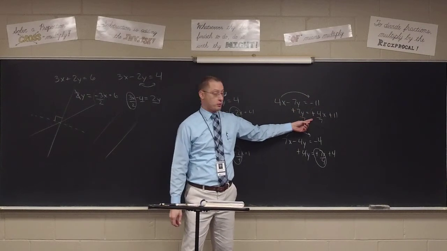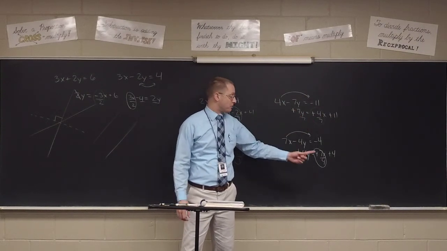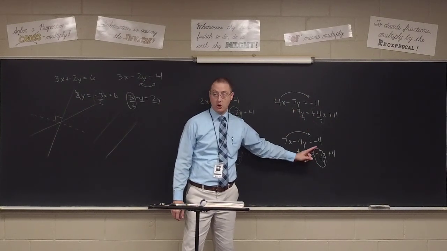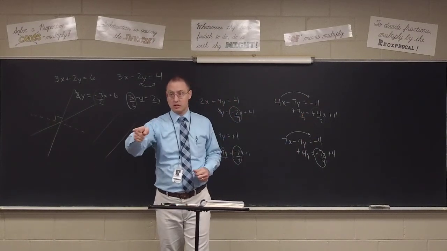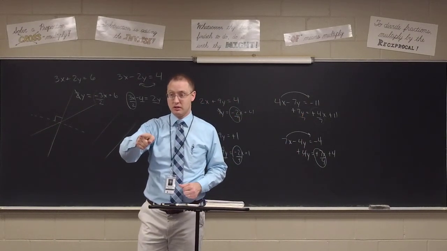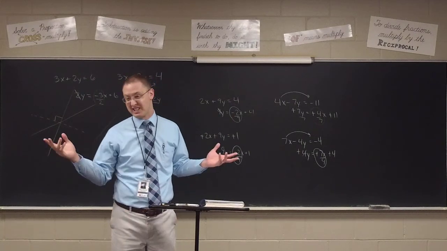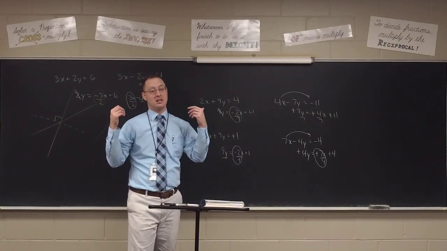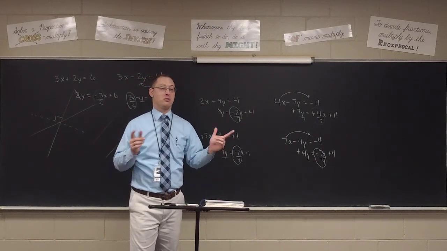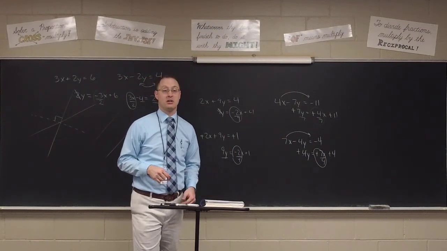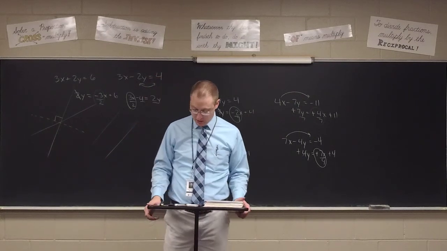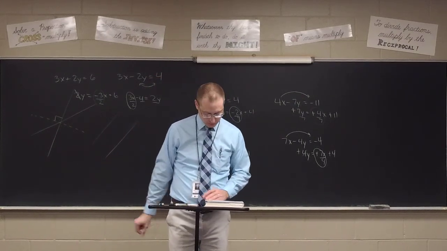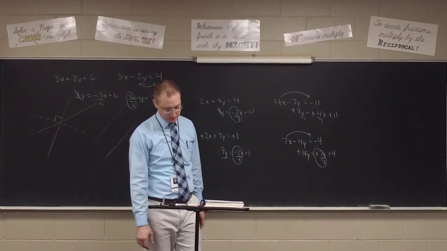Did you get a positive 4 sevenths for the first one? Did you get a positive 7 fourths for the next one? So what's the verdict on the lines? They're just lines. They're just intersecting each other because they're reciprocals, but they're not negative reciprocals. So they are not perpendicular. All right, how about number 27?